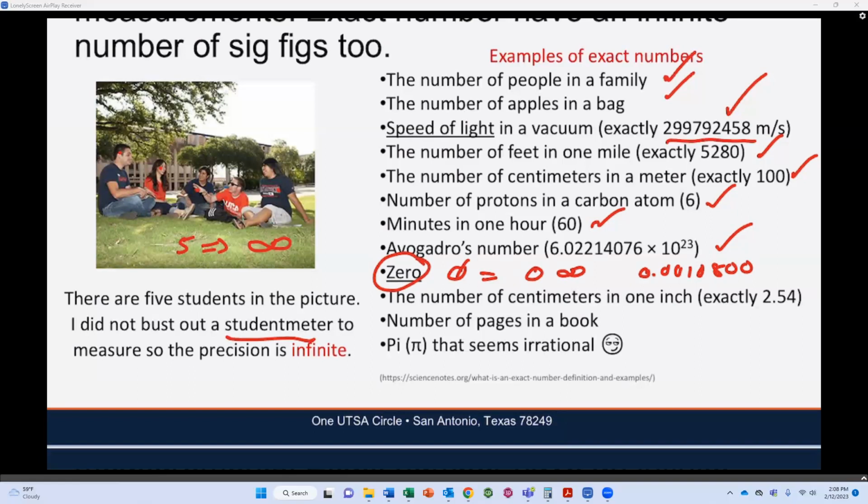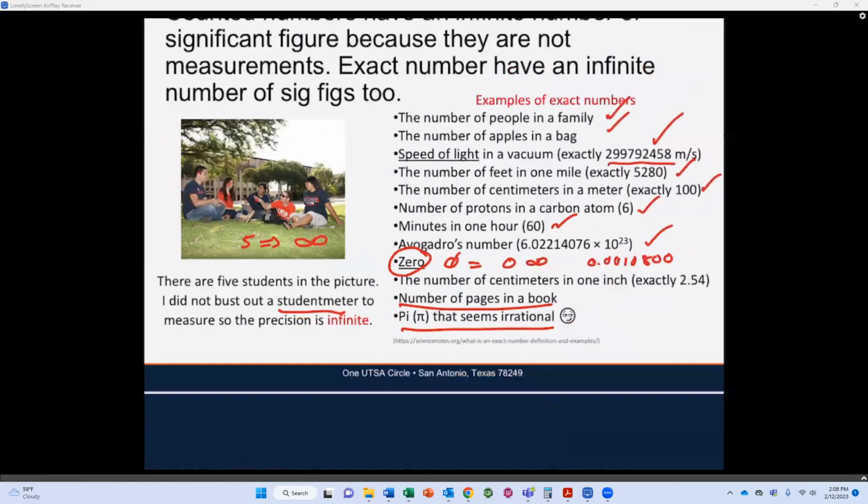Number of centimeters, number of pages in this book, pi. Even though we've only calculated it out to, I don't know, a bazillion numbers past the decimal, theoretically, we can go on forever, infinitely. So it's also considered an exact number.